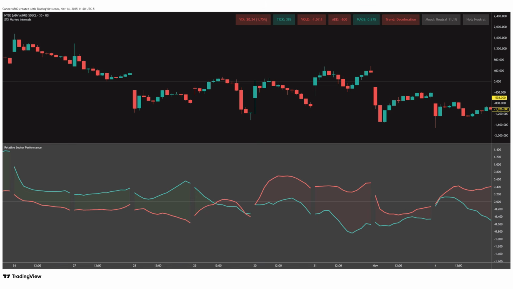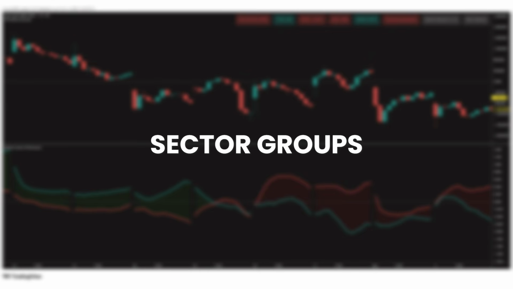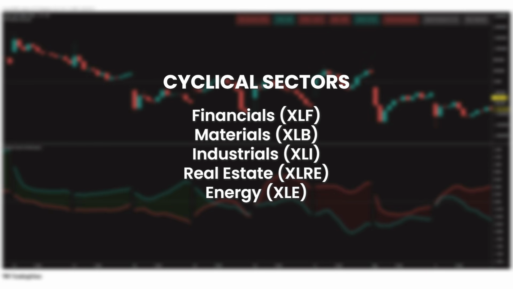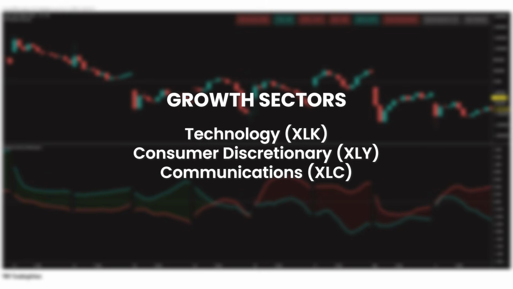In the bottom panel, you'll find the relative sector performance chart. It displays the market cap weighted performance of key sector groups to gauge market sentiment. There are three major sector groups: defensive sectors, which include healthcare, utilities, and consumer staples; cyclical sectors, which include financials, materials, industrials, real estate, and energy; growth sectors, which include technology, consumer discretionary, and communications.